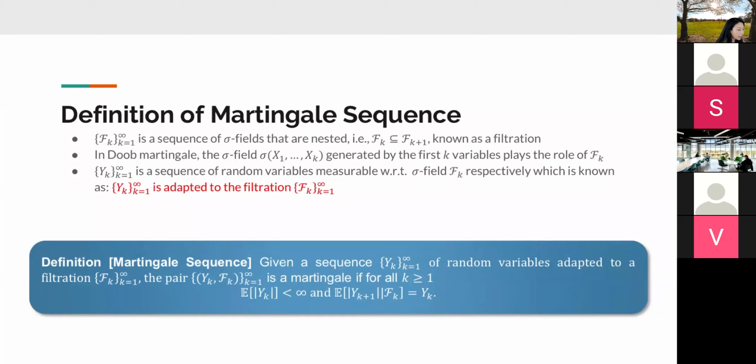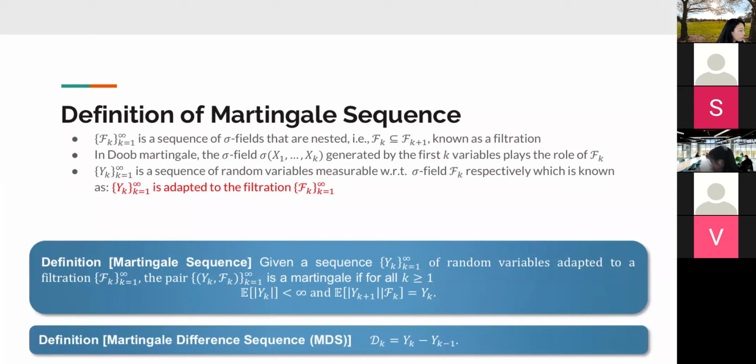So basically it means that if you know the history, the expectation of the future conditioned on the history is the current value. Notice that fk is the sigma field, and yk plus 1 as well as yk are consecutive random variables in this sequence. To remind everyone, the martingale difference sequence is the difference between yk and yk minus 1. Sometimes you would denote it as dk, because it's a difference sequence.